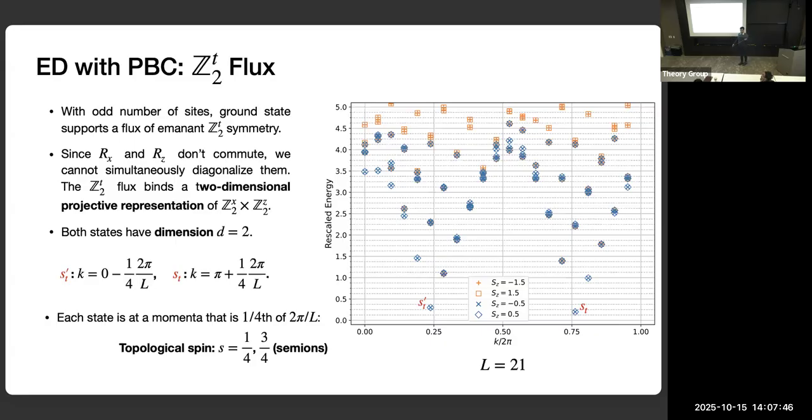Shouldn't they be centered around pi over 2 and 3 pi over 2? Seems like when L is very large, they're centered around 0 and pi. A mistake. Oh, maybe I made a mistake when I was writing this. Yes, so the 0 and pi should be pi over 2 and 3 pi over 2. Yes, I think you are right. There's a shift. Pi over 2 and 3 pi over 2.